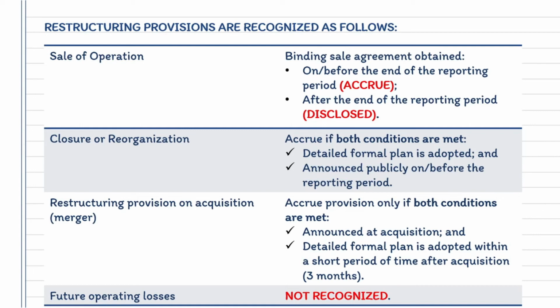In case of closure or reorganization, nire-recognize o ina-accrue lang siya if na-meet yung dalawang conditions na to. Pag may formal plan na in-adopt and in-announce ito publicly on or before the end of the reporting period. Note that if mere board decision lang ang meron to restructure a business, hindi ito enough.